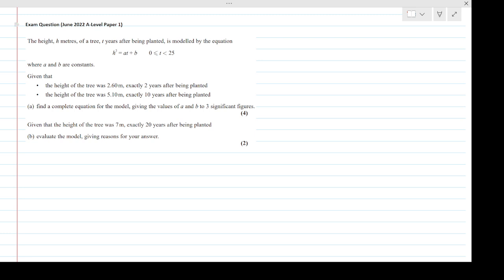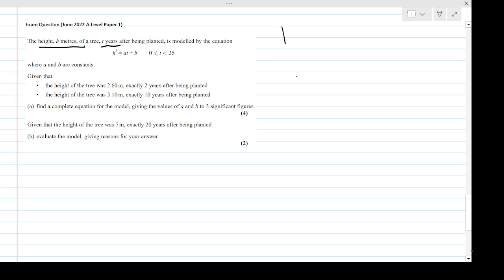So it says the height h meters. I always underline the units, h meters, t years, is modeled by this equation: h squared is at plus b. Given that the height of the tree was 2.6 meters exactly 2 years, and the height of the tree was 5.1 meters exactly 10 years after being planted, find a complete equation for the model, giving the values of a and b to 3 sig figs. When it says complete equation, it's asking you to find any unknowns in the equation. So a and b are unknowns, right? So we need to solve that.